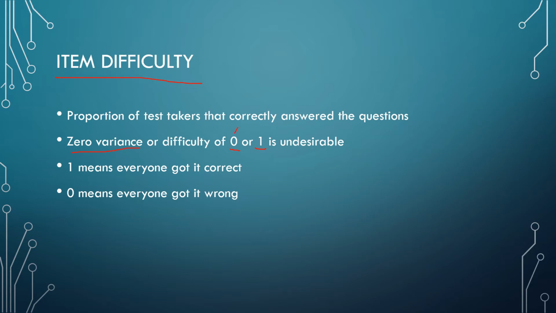You don't want everybody getting it incorrect or everybody getting it correct, because if 1 means that everybody got it correct, it's not telling you anything or giving you more information on the test takers. If everybody walks out with 100 and you're trying to select people for a program based on their test scores, you don't know more about the group of test takers. So variability is something that's desirable in this test.